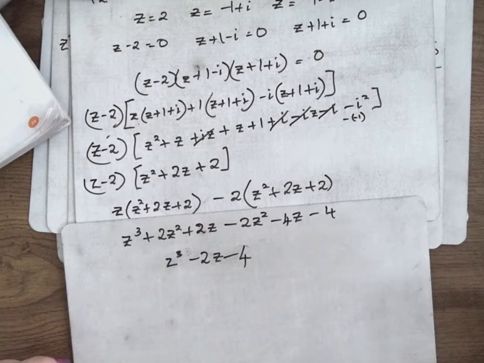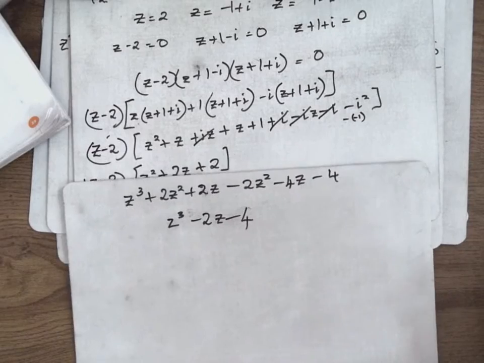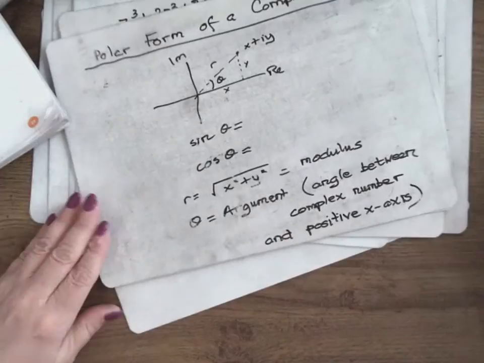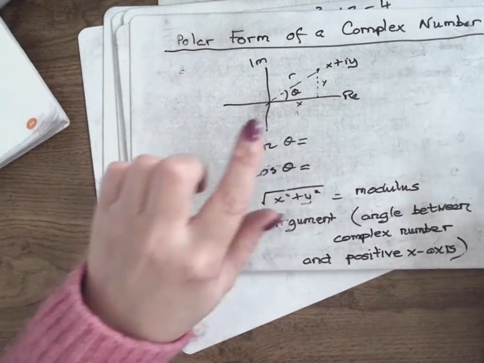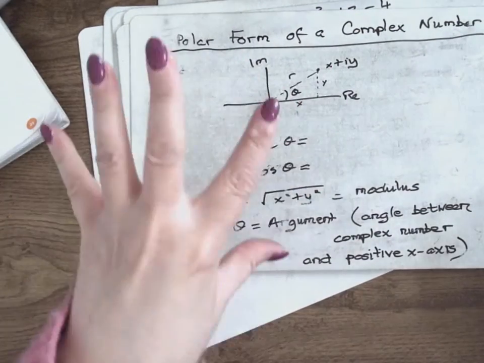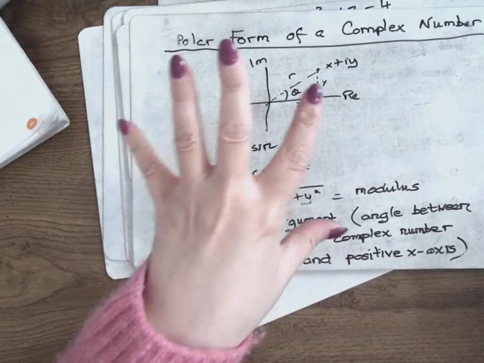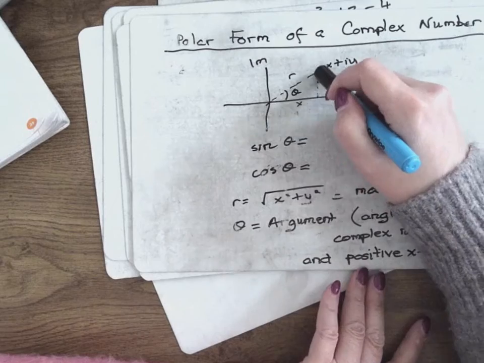Right. Polar form of a complex number. Okay. So, polar form of a complex number. We can get the position of our complex number on a graph using x plus yi. So it's across x, up y. Agreed? Right. We learned how to do that.